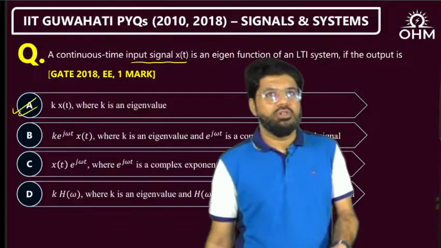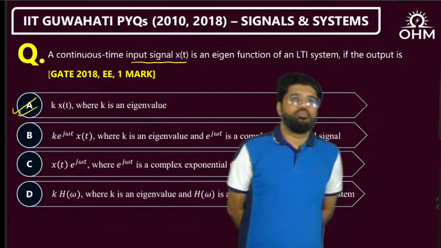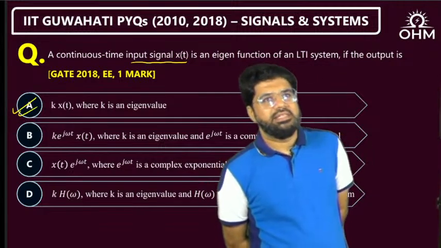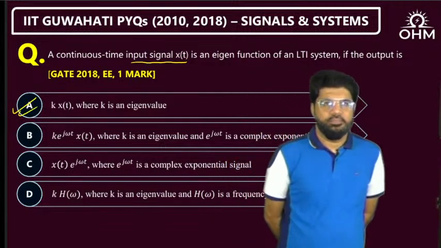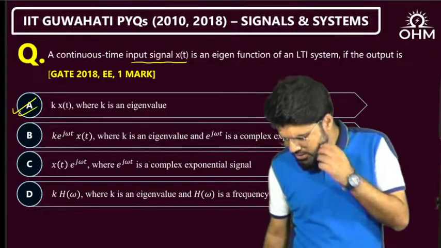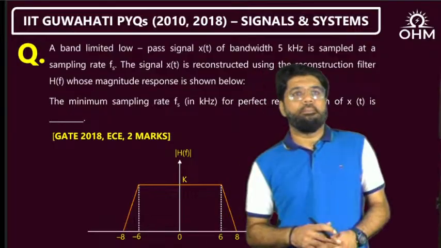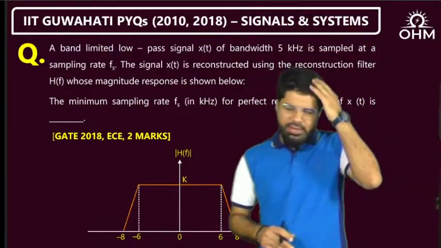You study it in maths also, you study it in signals also. Output is just proportional to the input. So it is k into x(t). Simple. That's the definition of the eigensignal. Okay, next question. A sampling based question.